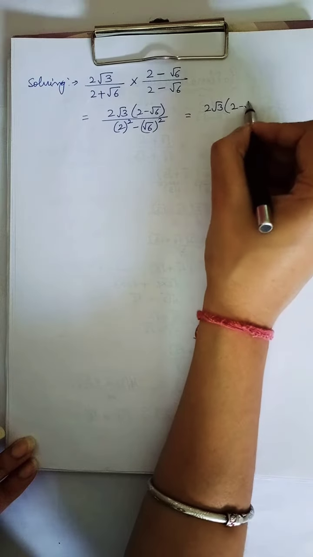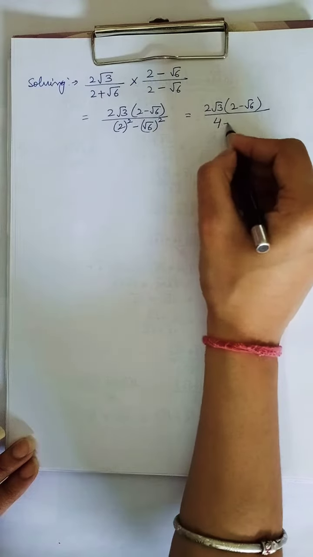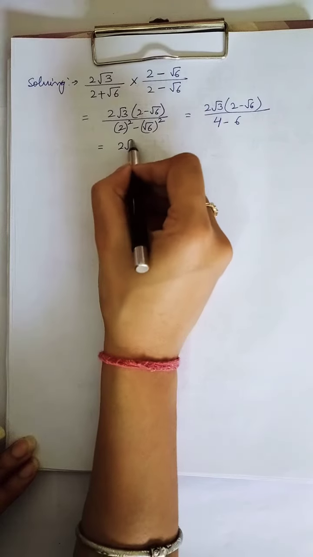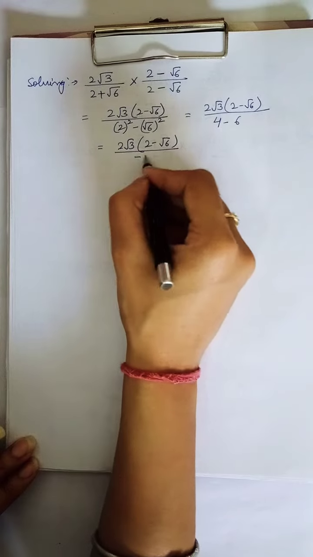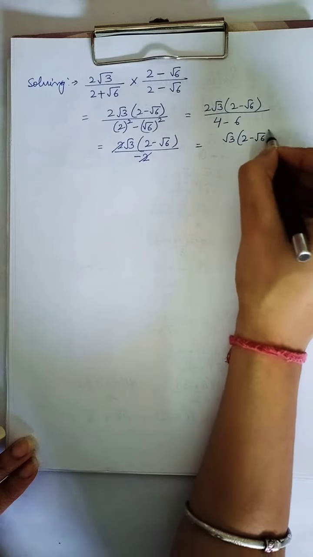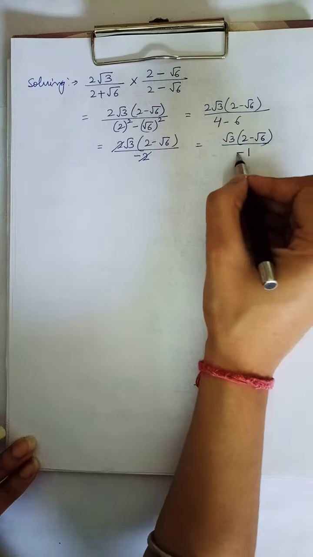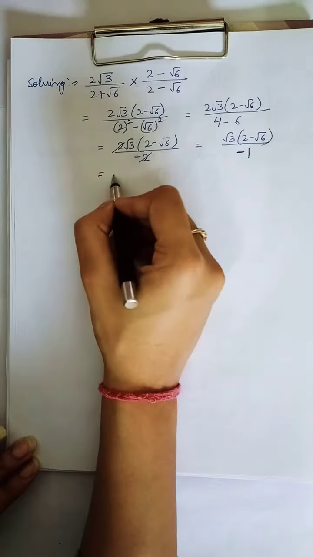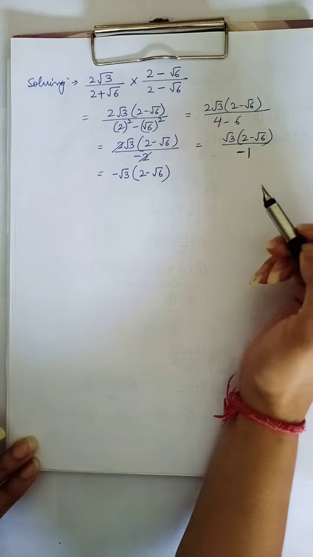So what we will get? Now 2 square is 4. Root 6 square is 6. 4 minus 6 is minus 2. Now see, negative sign is in the denominator like this. Minus 1 is in the denominator. Right? So now I will adjust this negative sign in the numerator. How we adjust it? We can write like this. Negative sign over here. It is the same thing.